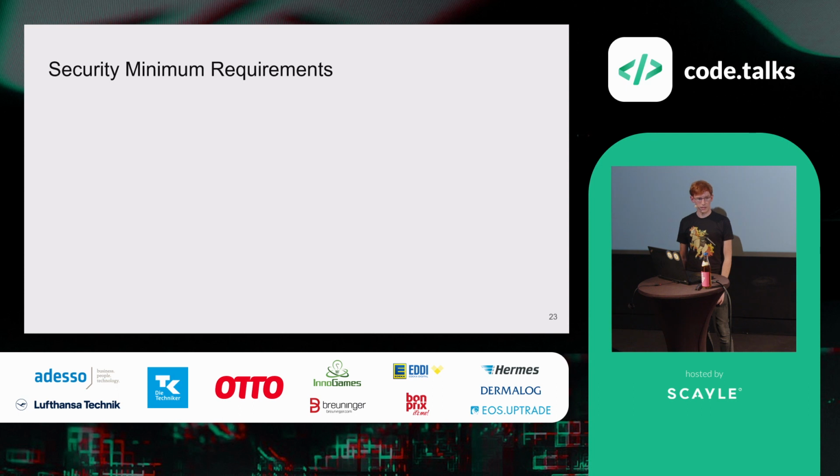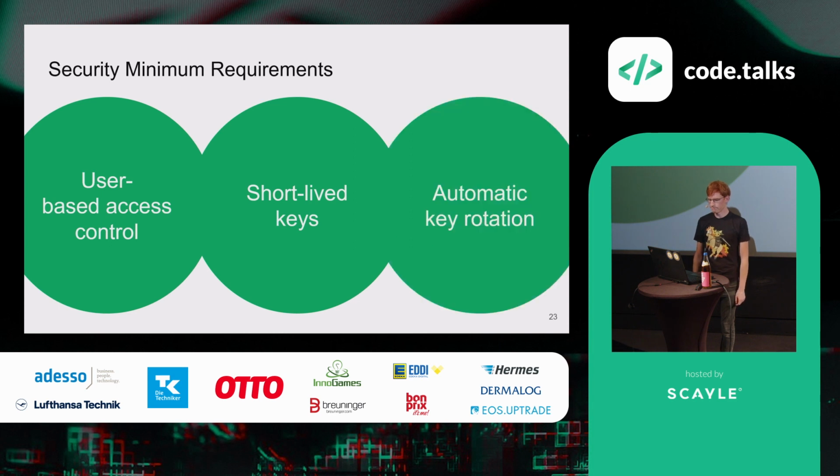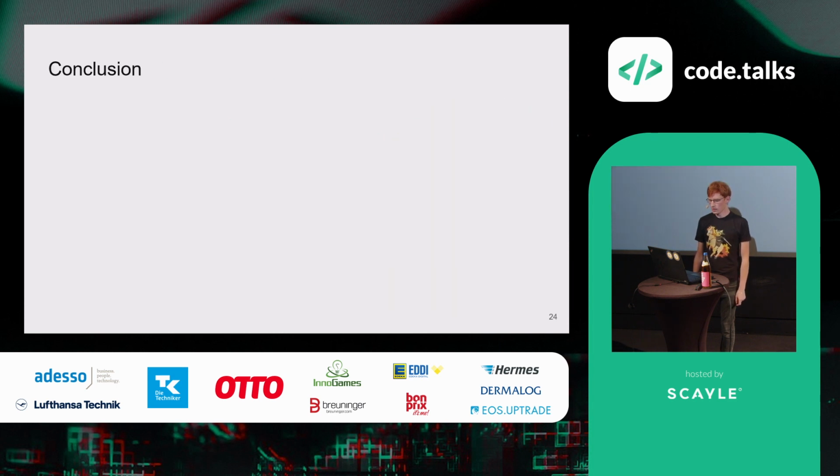So let's have a look back at our security minimum requirements. We now have user-based access control, we have shuffled keys, and we also have automatic key rotation. Oh, yay. And we don't have to do much in order to migrate our workflows, so that the users of Slim don't have to do much in order to migrate their workflows. So let's have a look at a small conclusion now.